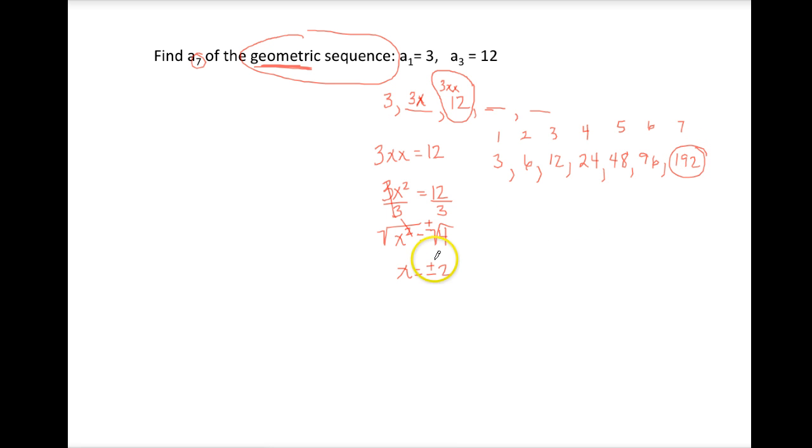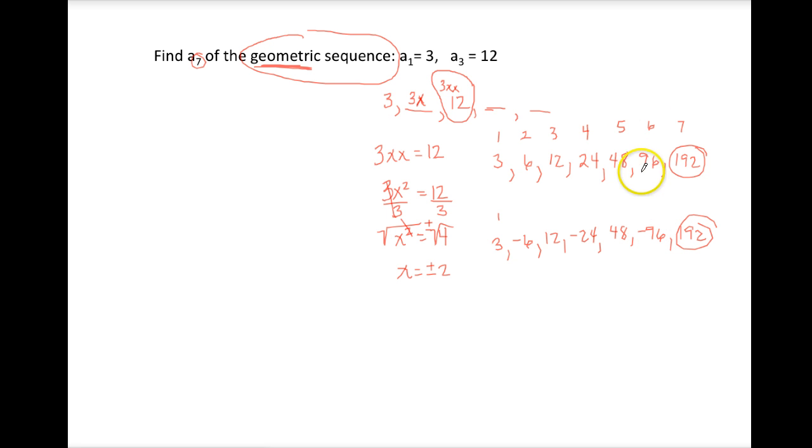If you're curious what would have happened if we used negative 2, we still start with first term of 3, but if we multiply by negative 2, we get a negative 6. If we multiply that by negative 2, we get a positive 12. If we multiply that by negative 2, we get a negative 24, positive 48, negative 96, and a positive 192. So we end up with the same answer either way.